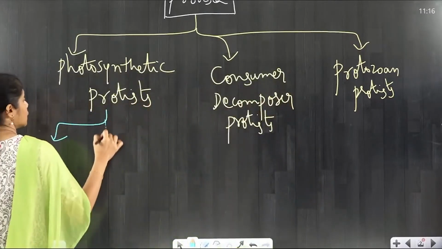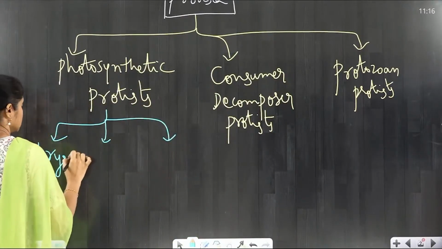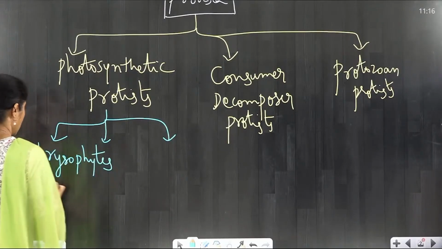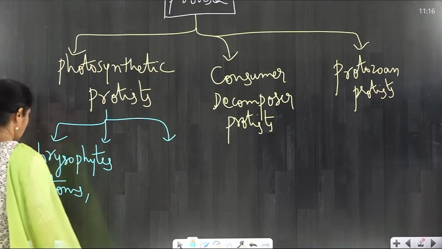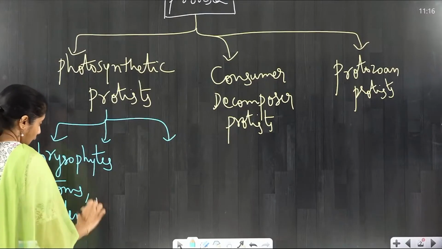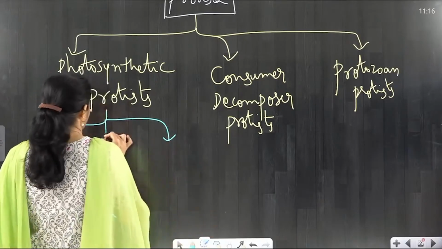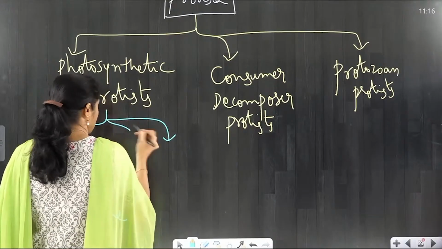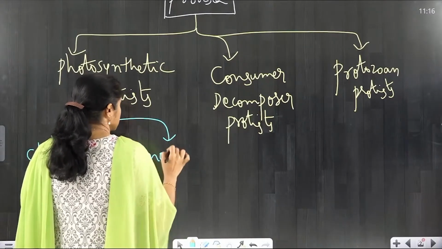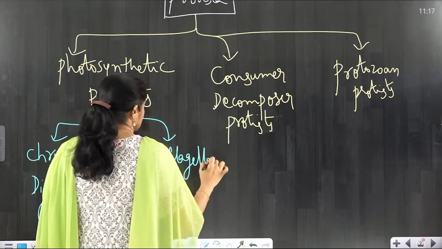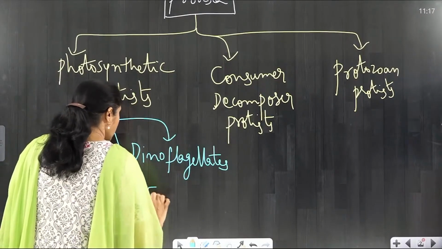In the photosynthetic protists, we have three types: chrysophytes. Chrysophytes examples are diatoms, golden algae, they will come under chrysophytes. Second category, I can write here, dinoflagellates. Third category, euglenoids.